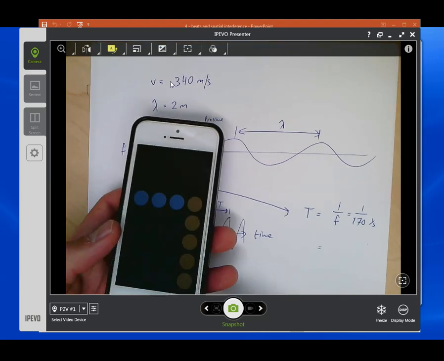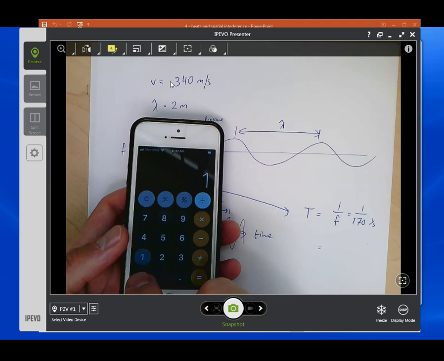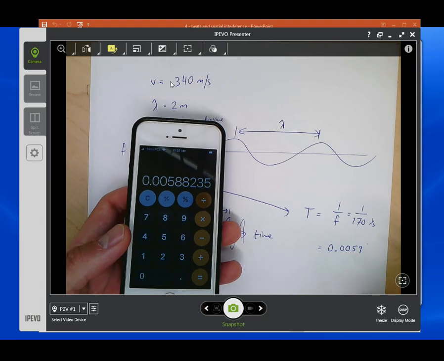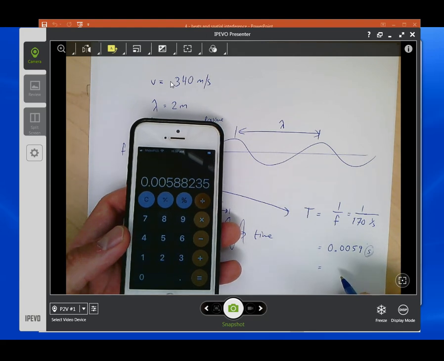If I take out my calculator, I find that I can do 1 divided by 170, and I get 0.0059, just as an approximation. Now this is in seconds because we have 1 over seconds, which gives me seconds. But this number is a little bit inconvenient, so I'm going to change this instead to milliseconds. I can just slide the decimal place over by 3, and I get 5.9 milliseconds. So this would be the period in milliseconds.